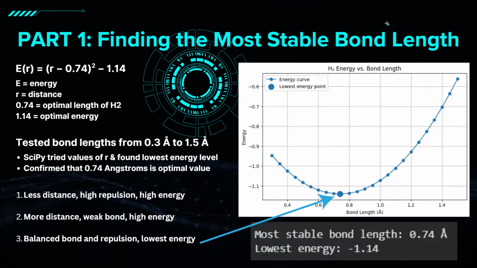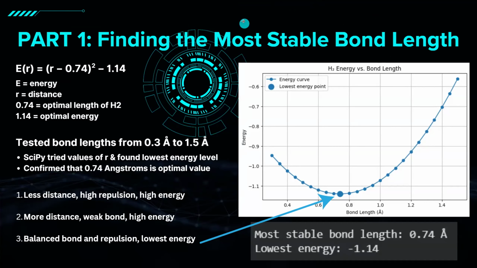So the first step I did was I used this equation, and this basically represents the total amount of energy, or how stable it is. The R is the distance between the molecules, and then 0.74 is the optimal length in angstroms for H2, and the optimal energy that corresponds to it is 1.14.